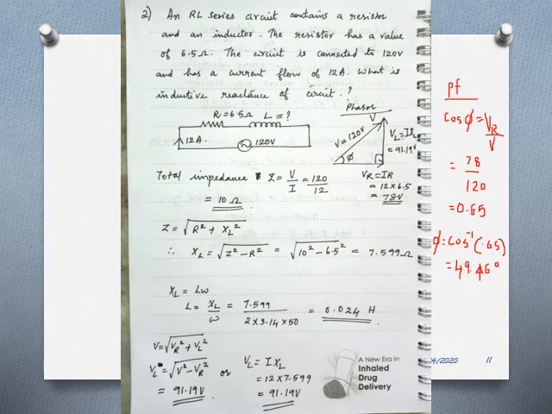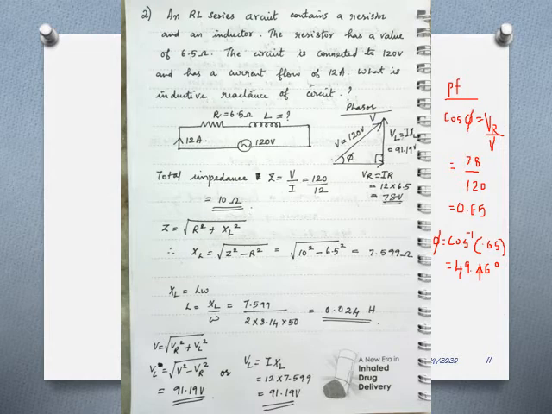So now let's do a problem. An RL circuit contains a resistor and an inductor. The resistor has a value of 6.5 ohm. The circuit is connected across 120 volt and has a current flow of 12 ampere. What is the inductive reactance?